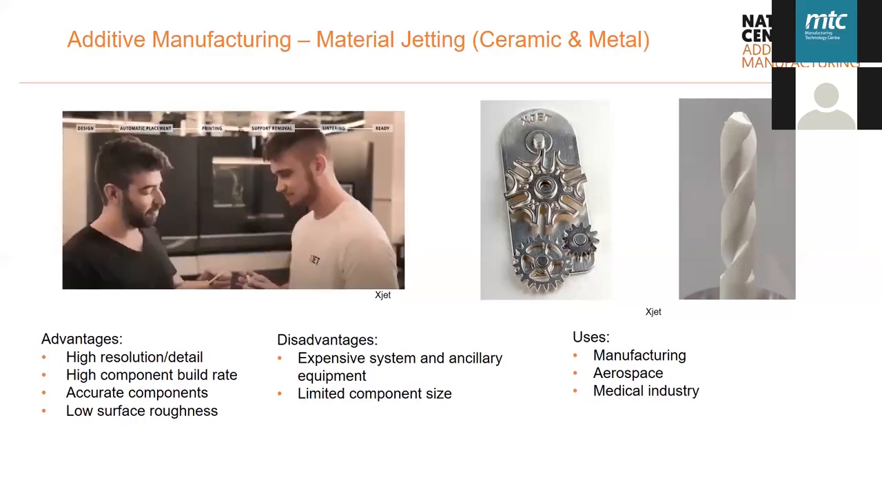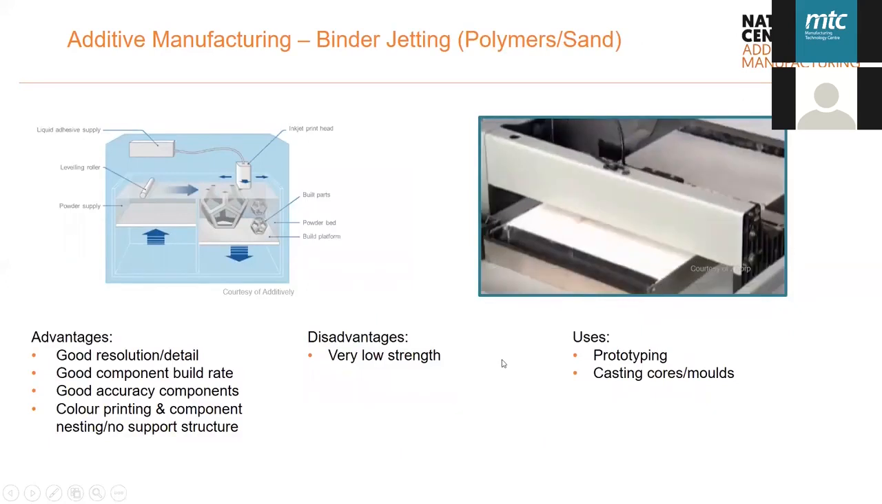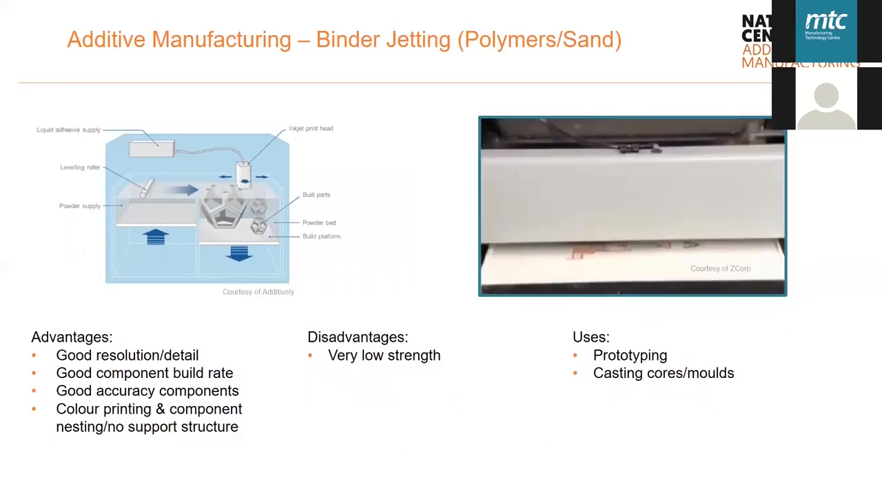So we're going to look at binder jetting. Binder jetting is an additive manufacturing process in which liquid binding agent or bonding agent is selectively deposited to join powder materials. So, binder jetting of polymers and sand. It's a process in which binder is deposited on either polymer or sand feedstock.